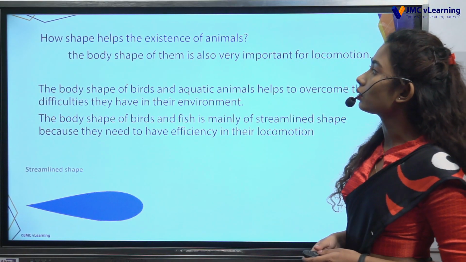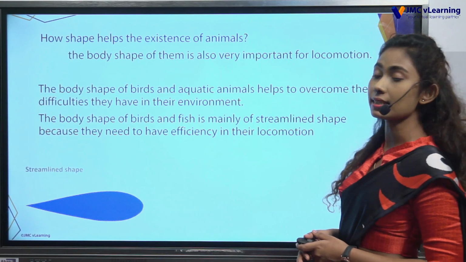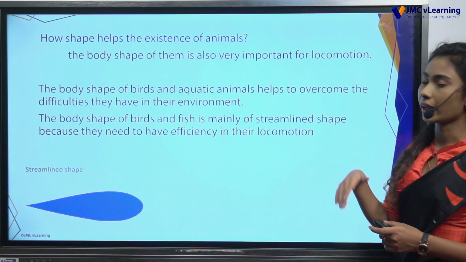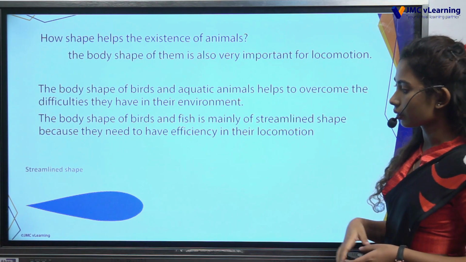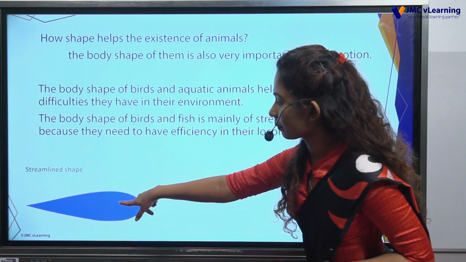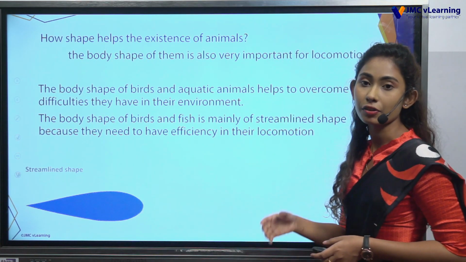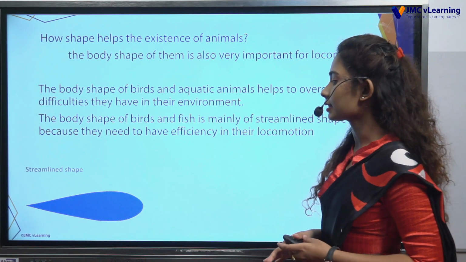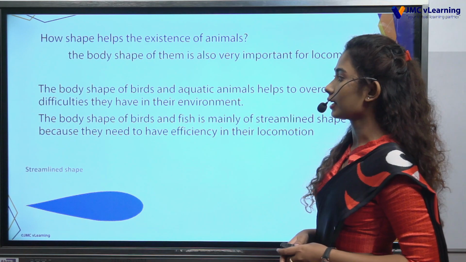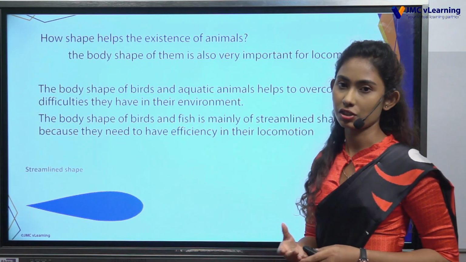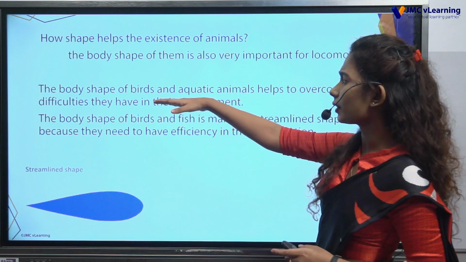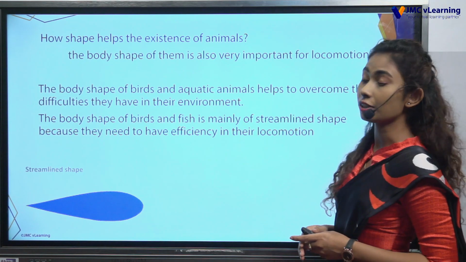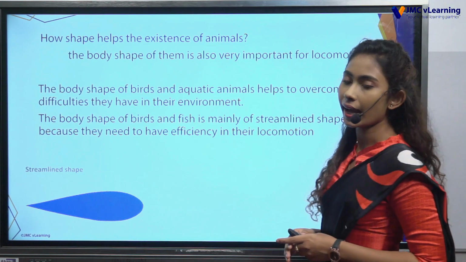Let's consider how shape helps the existence of animals. The body shape of animals is also very important for locomotion. Look at this picture here. This shape we call a streamline shape. Animals like birds and fish have that streamline shape. Let's consider how the streamline shape helps them. The body shape of birds and aquatic animals helps to overcome the difficulties they have in their environment.